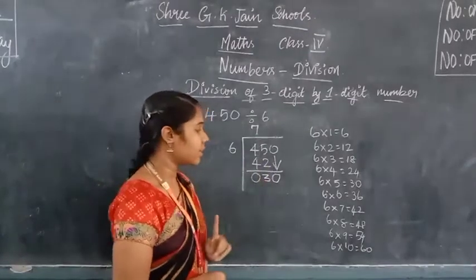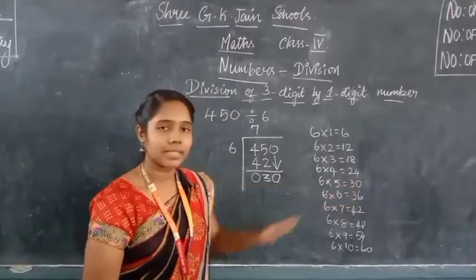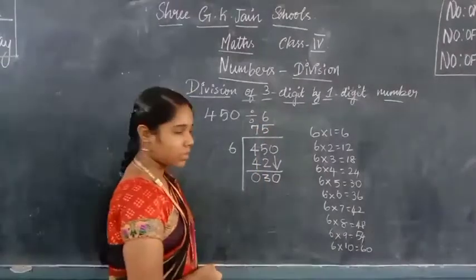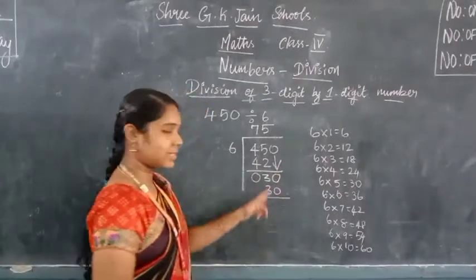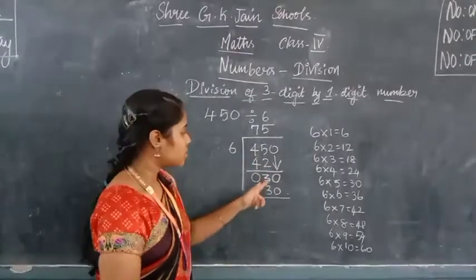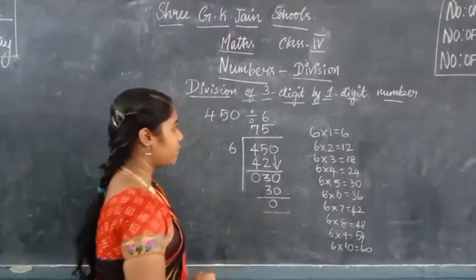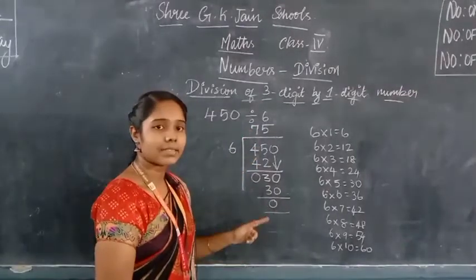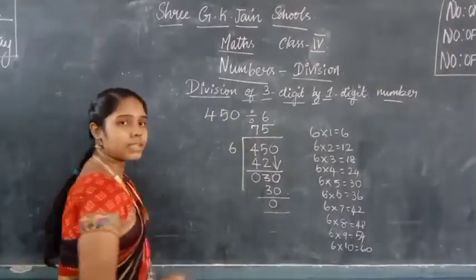See only the 30. Do we have 30 in the 6 tables? Yes, we have 30 in the 6 tables. How many times? 5 times. So 5 we have to write on the quotient. And the 30 we have to write below this 30 and subtract it again. For each step we have to do the subtraction. So 30 minus 30 is 0. So now what do we have to do? This part is called the quotient, I have told you, and what is this part called? It is called the remainder.